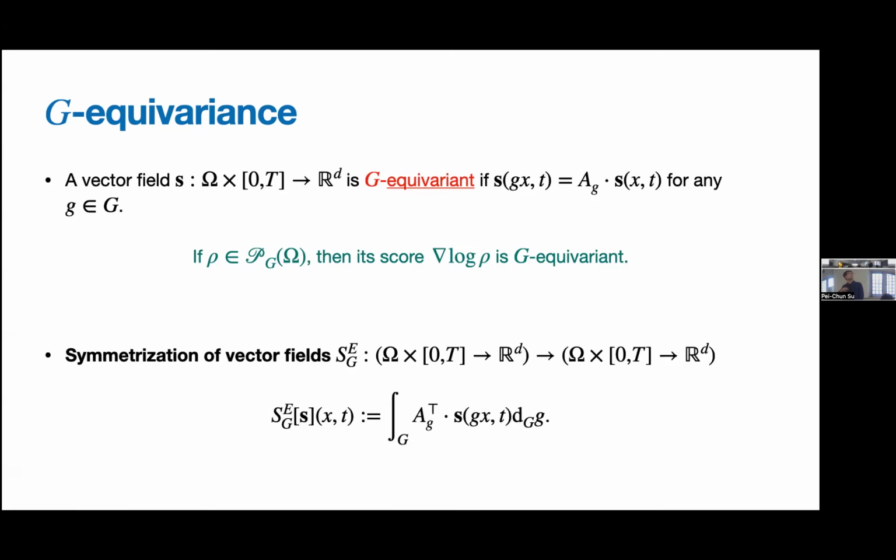So a related symmetrization operator can be introduced. For any vector field, you can introduce a symmetrization operator to produce its G equivariant part, a counterpart of this generic vector field S, such that even though S is not necessarily G equivariant, after symmetrization you get a G equivariant vector field. This is a similar notion to the symmetrization of functions and probability measures.